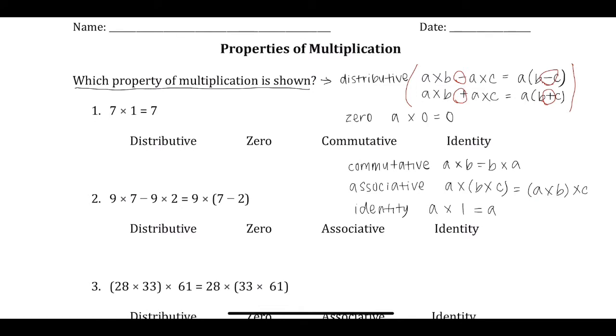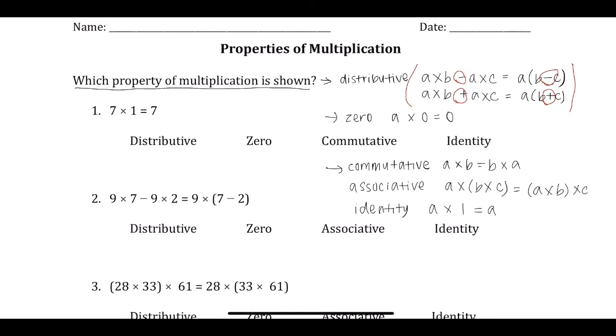Next, we have the zero property, and it says A times 0 equals 0. So any number times 0 will always be equal to 0. And then we have commutative, which means A times B equals B times A. So no matter the order you multiply them, they will always be equal to each other.